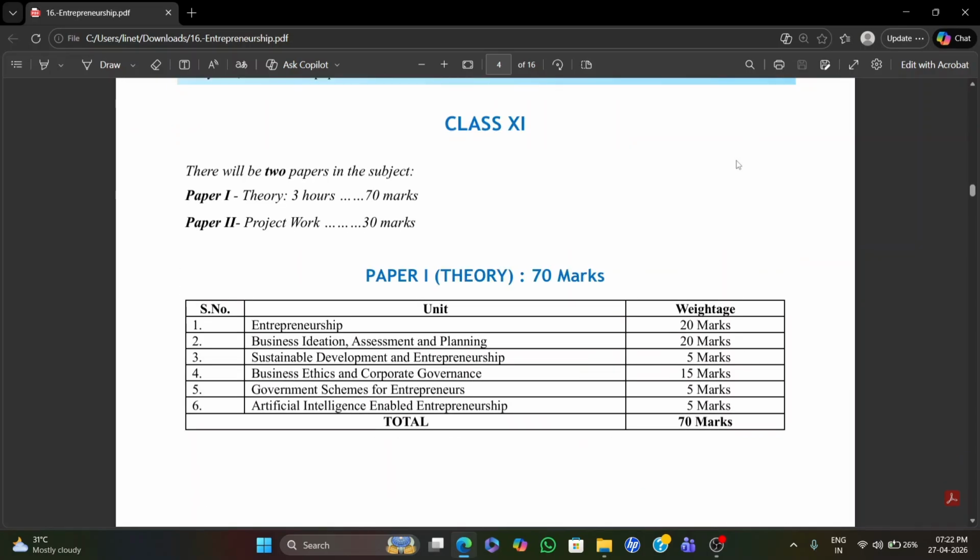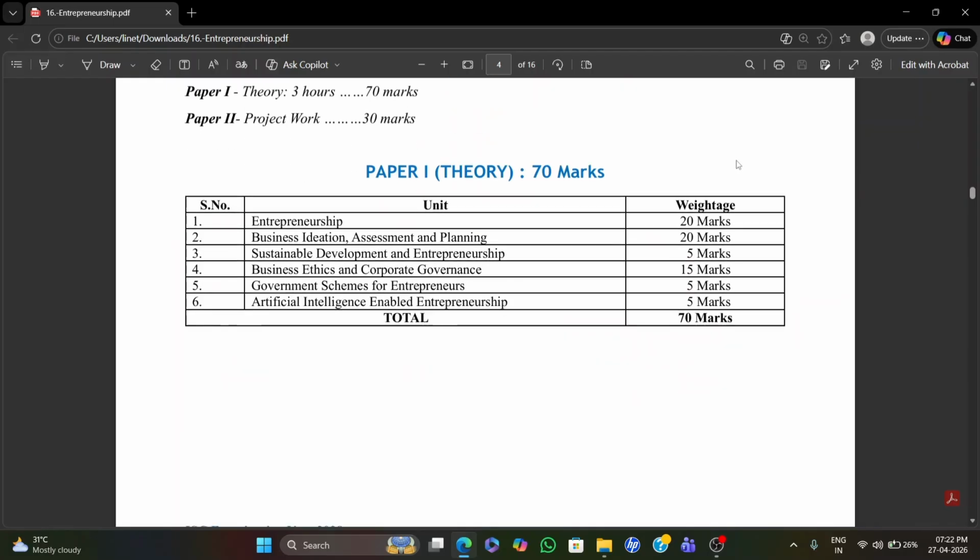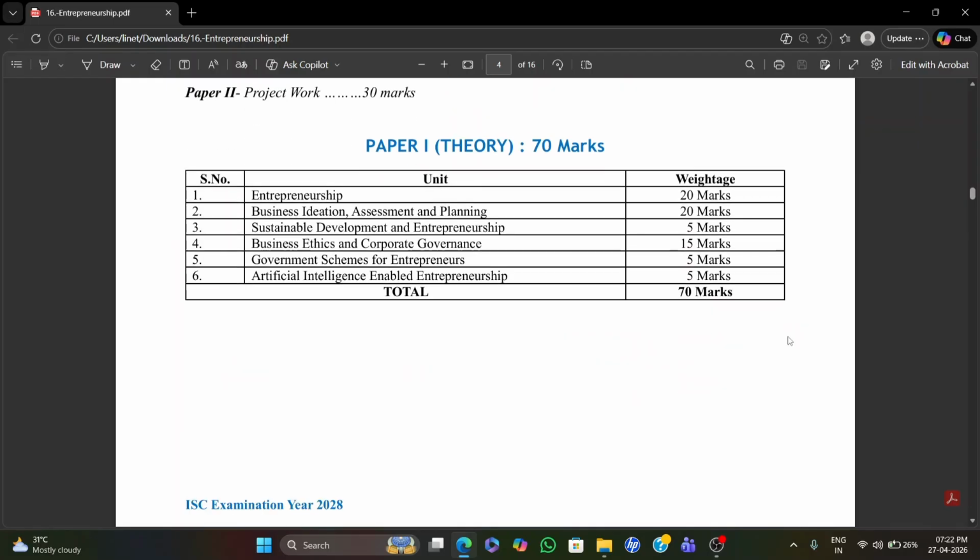Paper 1, theory, the 3 hours examination, the mark is out of 70. And paper 2, that is project work, its marks is 30. So it's not out of 80 marks, it's out of 70 only. 30 marks you will get from project work. Okay, moving to the next, that is how to see the syllabus.